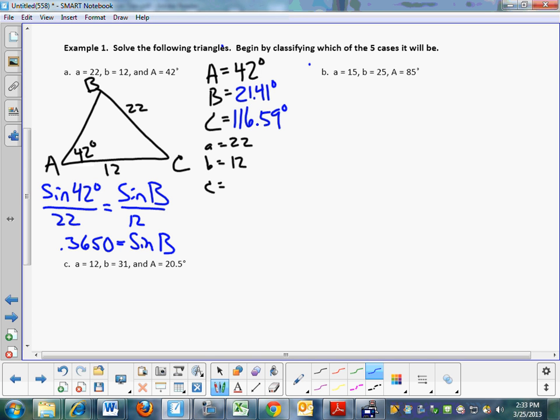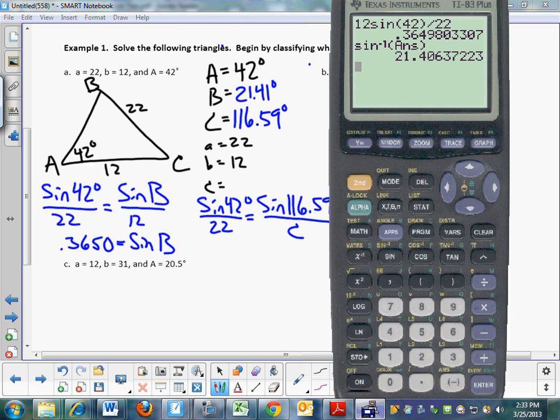To find C, I use the Pythagorean theorem, right? No, why? It's not a right triangle. Can't use that. So I'm going to set up again my law of sines. I take the sine of 42 divided by 22 is equal to the sine of 116.59 divided by C. And again, we could just simply cross multiply. 22 times the sine of 116.59, and then we'll divide that by the sine of 42. 29.40.